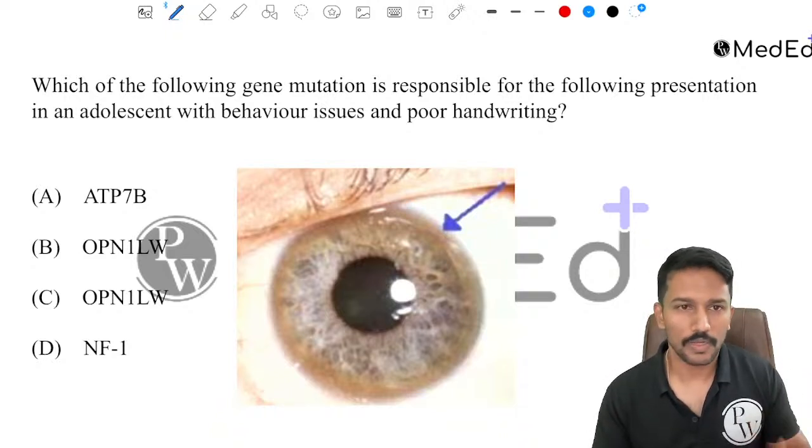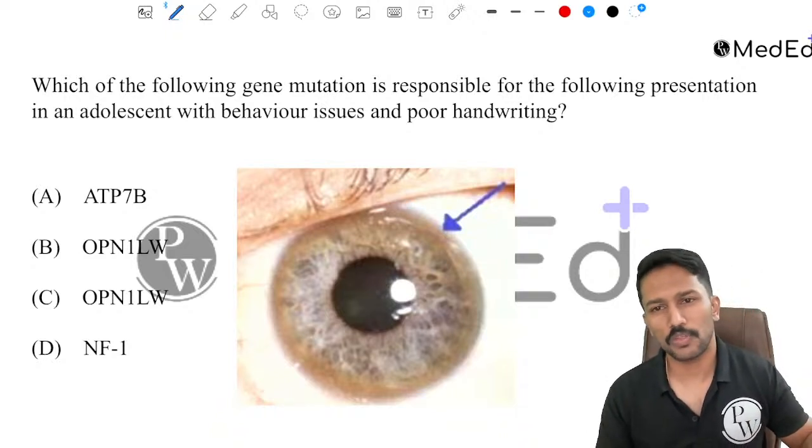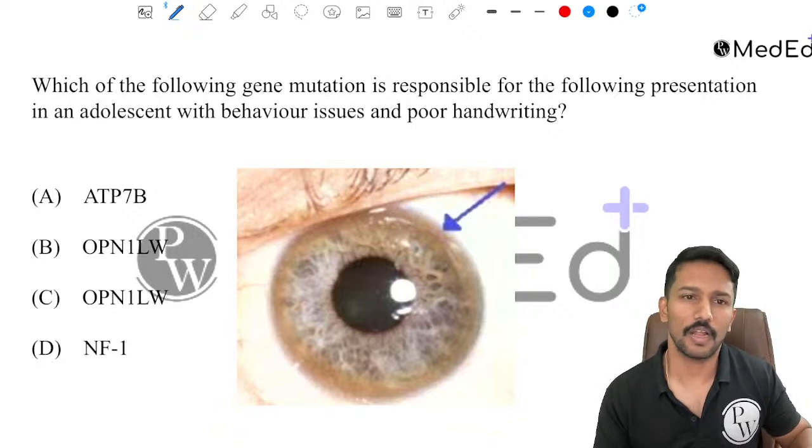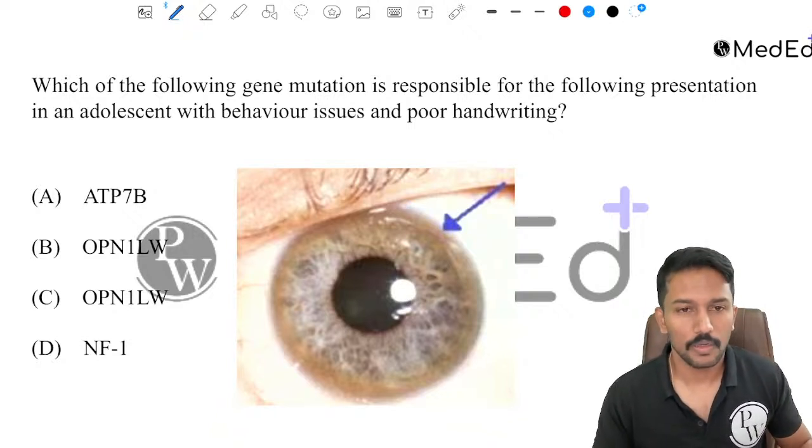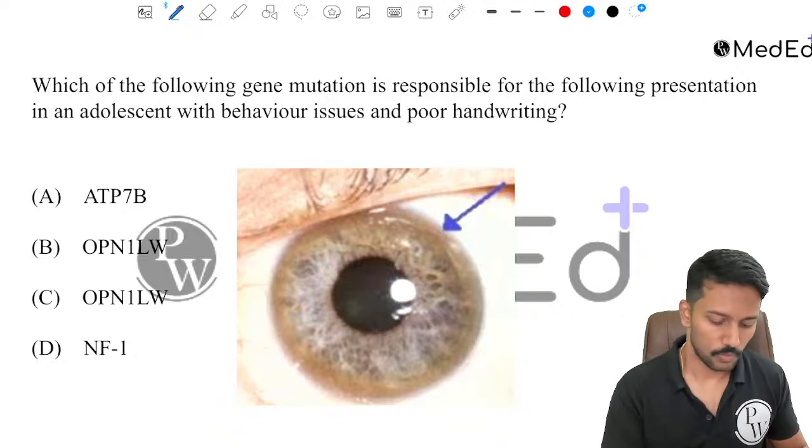Even a first MBBS student would answer that. Which of the following gene mutations is responsible for the following presentation in an adolescent with behavior issues and poor handwriting? What do we see here? What is this ring called?